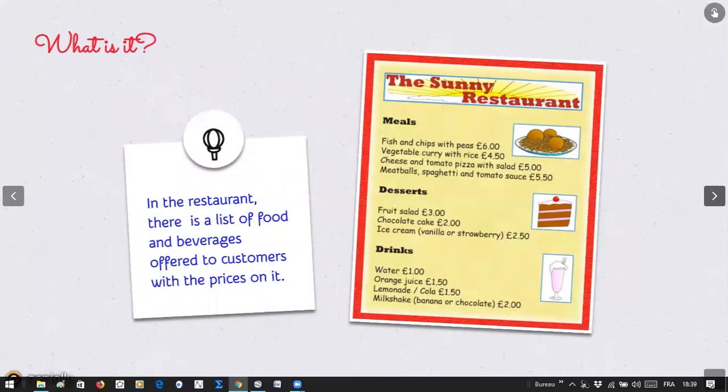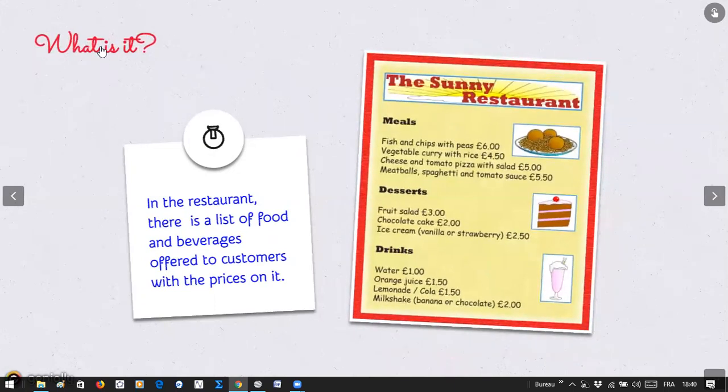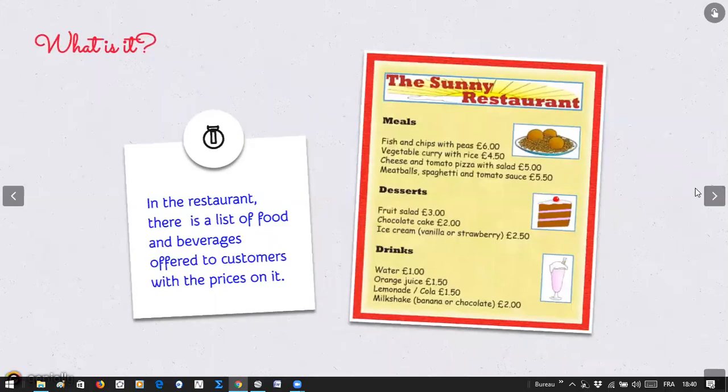Now, what is it? In the restaurant, there is a list of food and beverages offered to the customers with the prices on it. We have an example here. We have the meals, the dessert, and the drinks. Where do you find this? On the menu. Menu, great. So when you go to the restaurant, you ask for a menu, right?